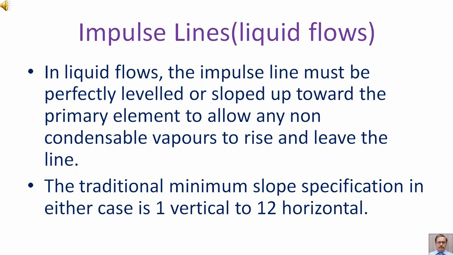Impulse lines for liquid flow services. In liquid flows, the impulse line must be perfectly leveled or sloped up towards the primary element to allow any non-condensable vapors to rise and leave the line. The traditional minimum slope specification in either case is 1 vertical to 12 horizontal.